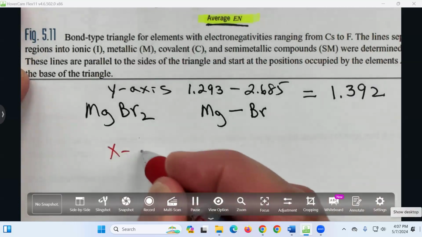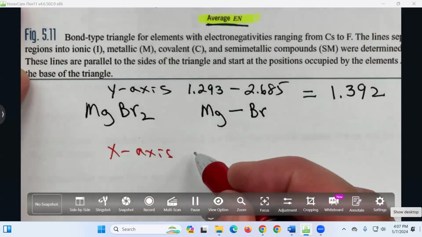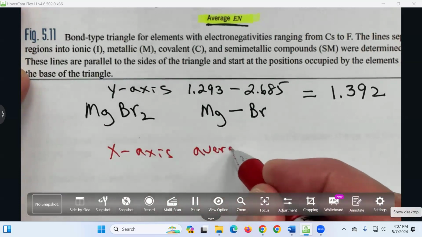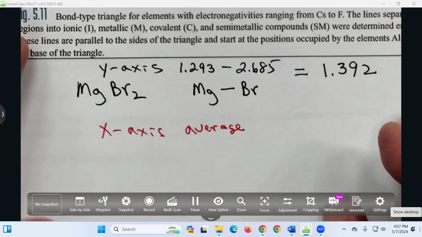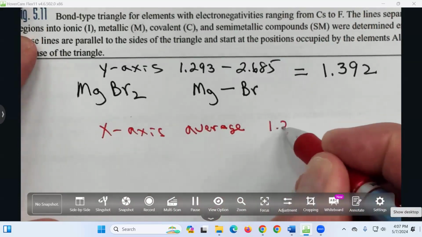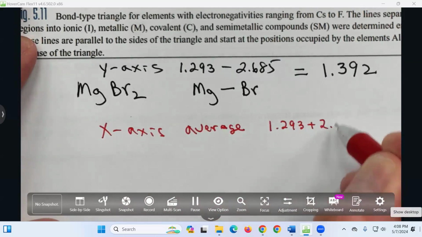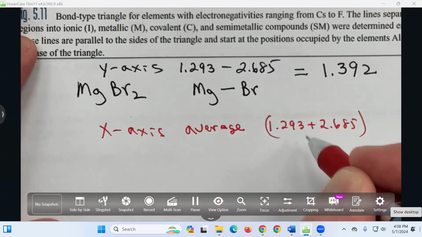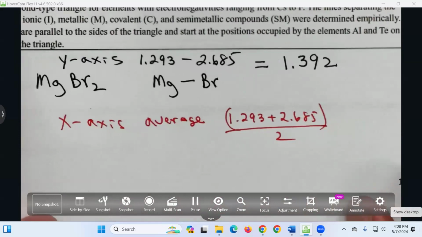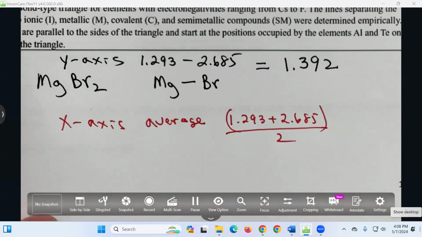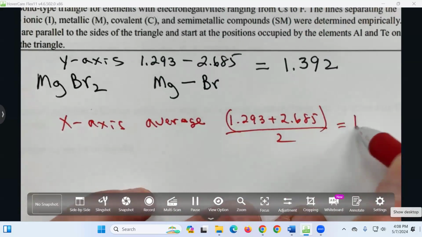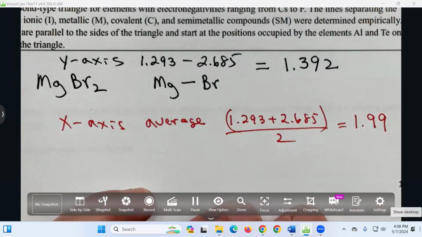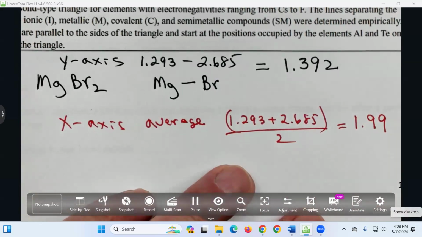And on the x-axis, my average, I'm just going to add these two up and divide by 2. That's all you're going to do. So we have 1.293 plus 2.685 divided by 2. That's 1.99, really 2.